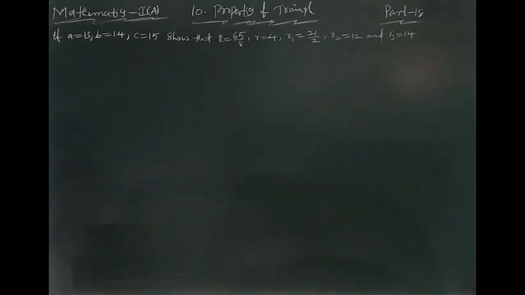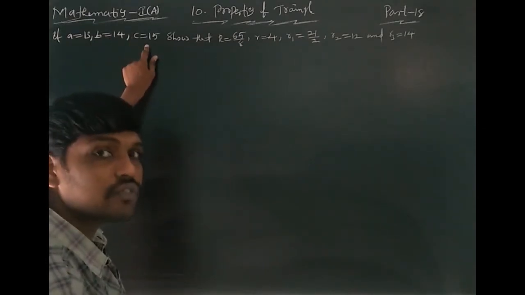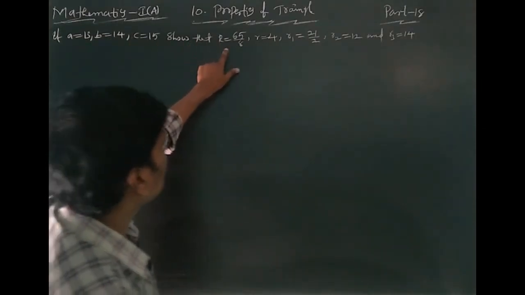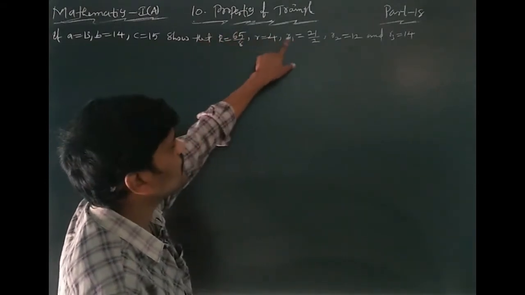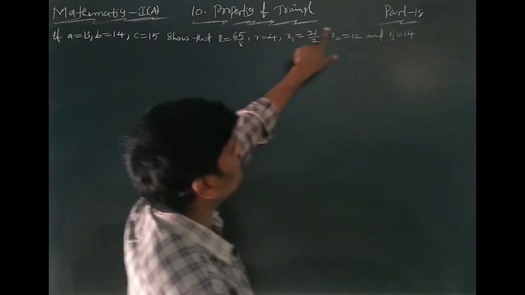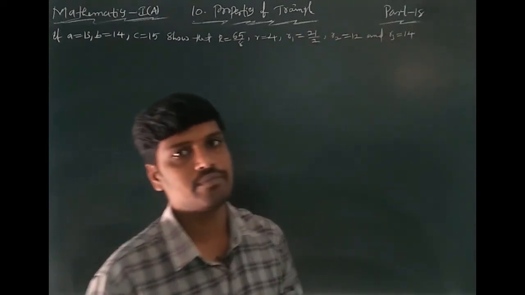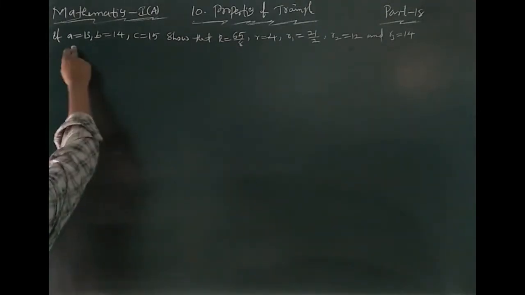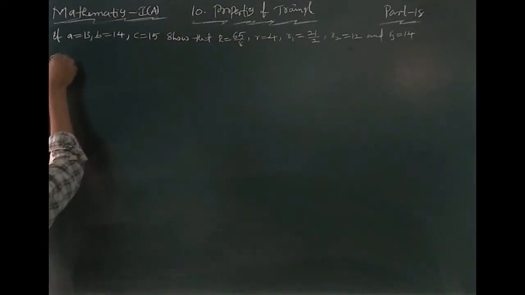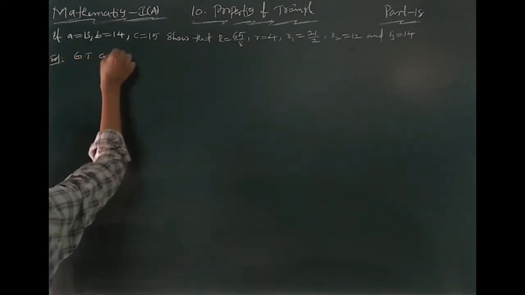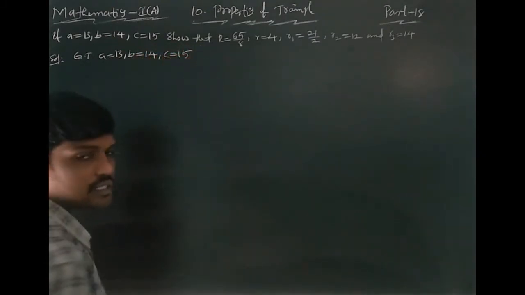If a is equal to 13, b is equal to 14, c is equal to 15, show that R equals 65 by 8, small r equals 4, R1 equals 21 by 2, R2 equals 12, and R3 equals 14. First of all, a, b, c are given, so you can find all the values. Given that a is equal to 13, b is equal to 14, c is equal to 15.